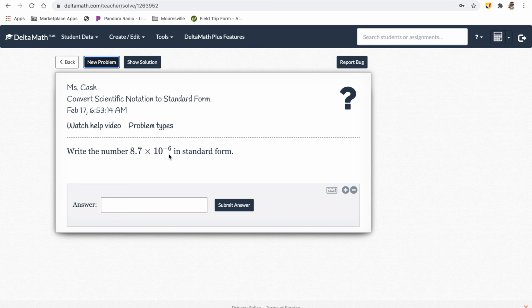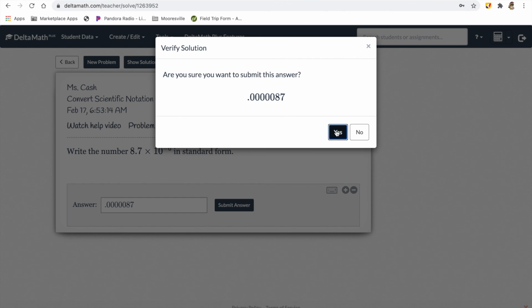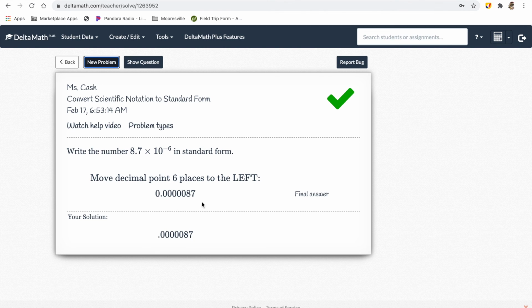So here I am in Delta Math. I've got this 8.7 times 10 to the -6. I'm going to write that down on my piece of paper, 8.7. That -6 tells me to move the decimal 6 places to the left. So you do this on your own paper and see if you can get the same thing I get. When I do that, what I get is a point, 5 zeros, and an 8.7. When I submit it, I hit yes, and we got it right.